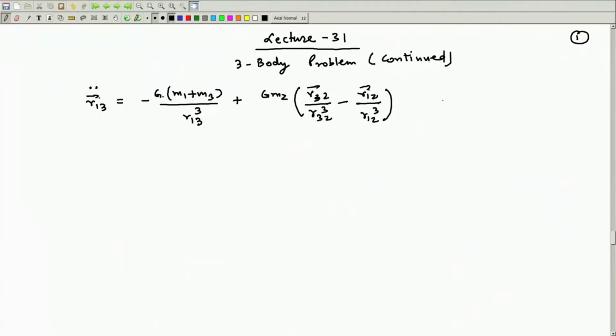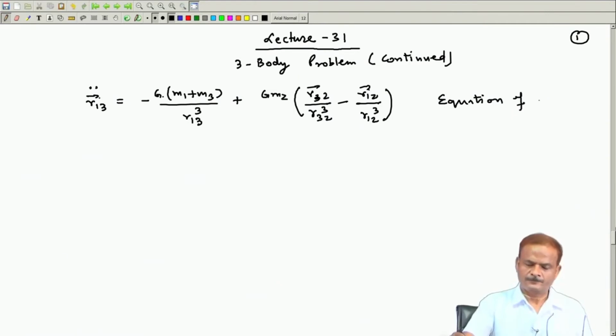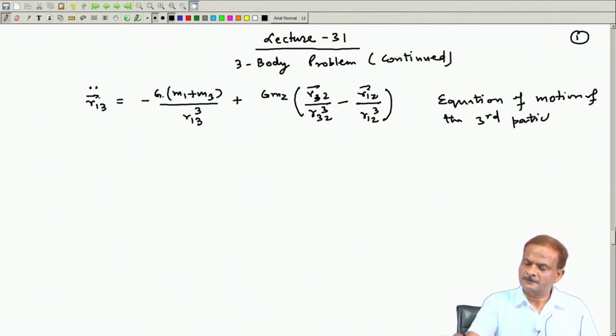Welcome to lecture number 31. So, already we have derived this equation. This was the equation of motion, or the position vector, how the position vector of the third particle changes with respect to the first particle. So, equation of motion of the third particle with respect to the first particle.